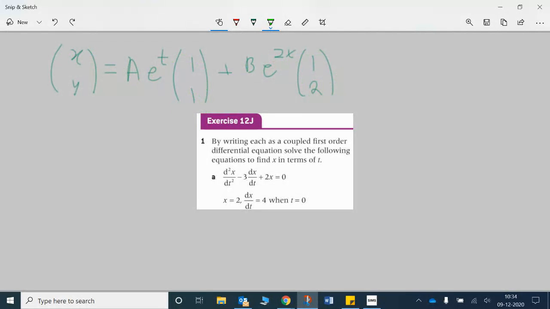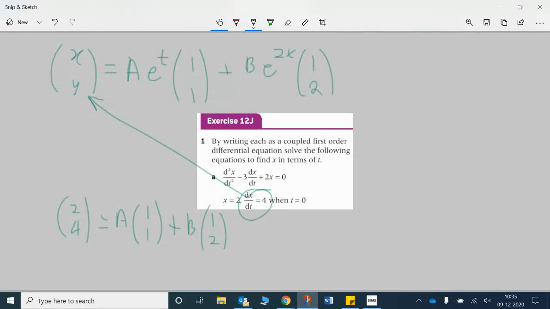Now, we need to work out what a and b are with the conditions here. With the conditions, we've got x is equal to 2 and y is equal to 4. Y, of course, remember, is the same as dx/dt. And we can set that equal to a times e to the 0, which, when we put t as 0 in, is going to give us 1. So that gives us (1, 1) there, plus b. And then again, e to the 2 lots of 0 is still going to be 1, so we'll get b lots of (1, 2).